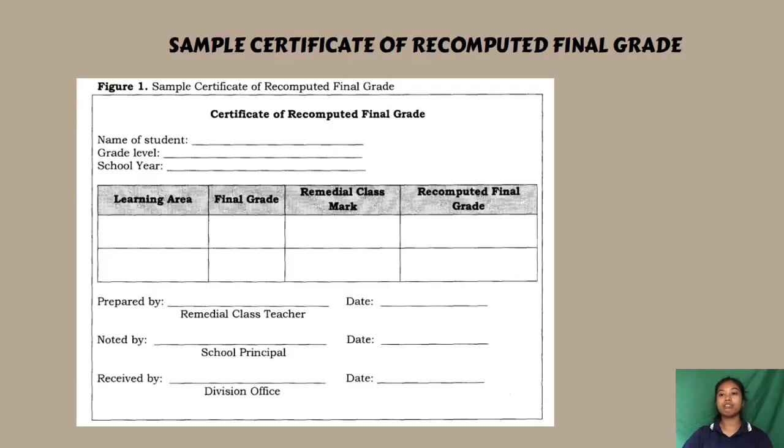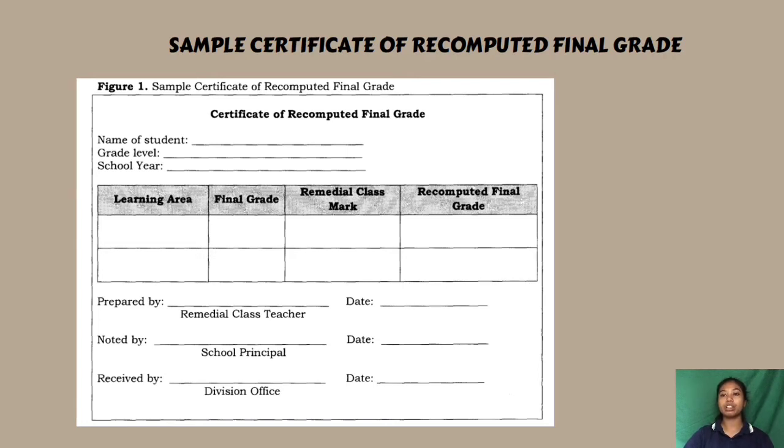The teacher of the remedial class issues the certificate of recomputed final grade, which is noted by the school principal. This is submitted to the division office and must be attached to both Form 137 and School Form number 5. So this figure shows a sample certificate of recomputed final grade.